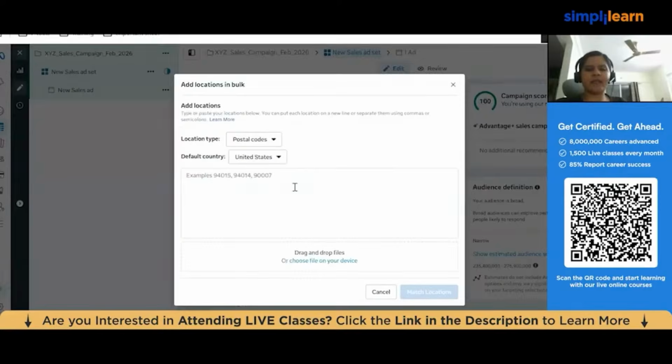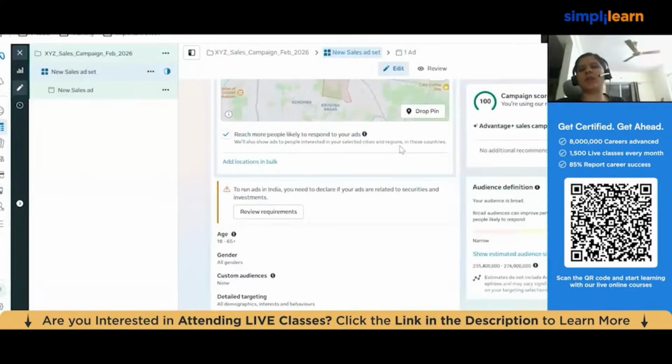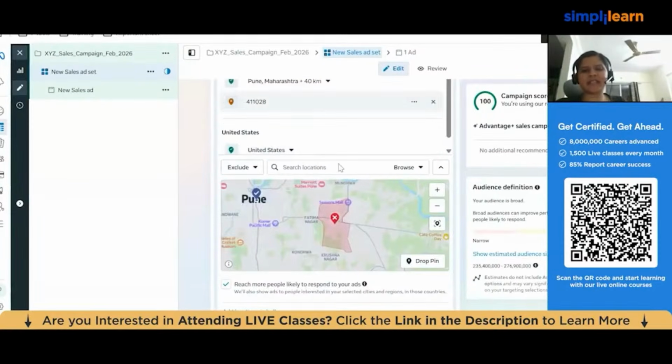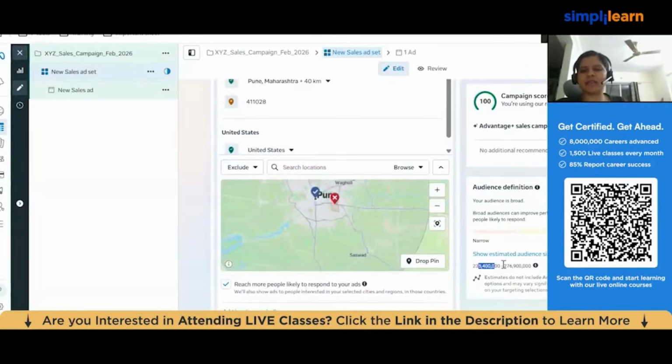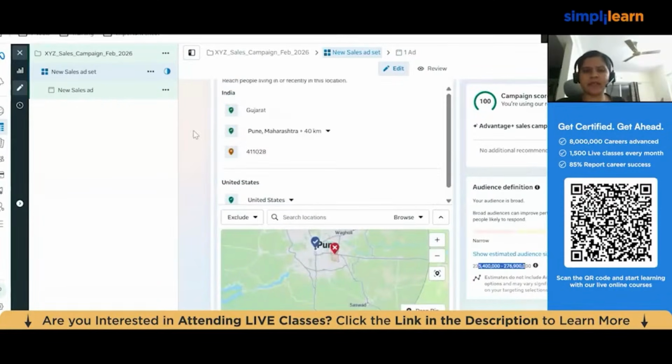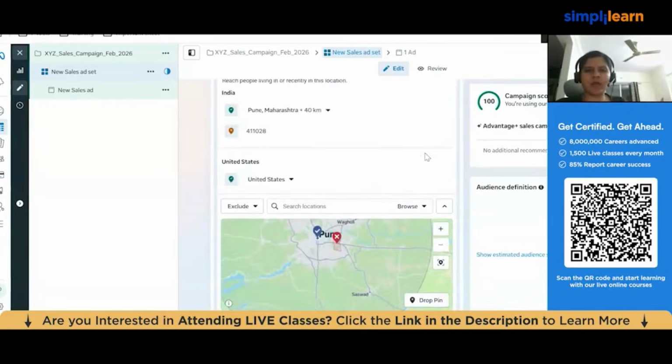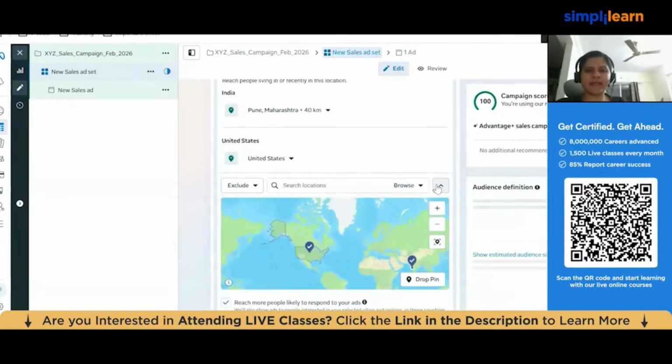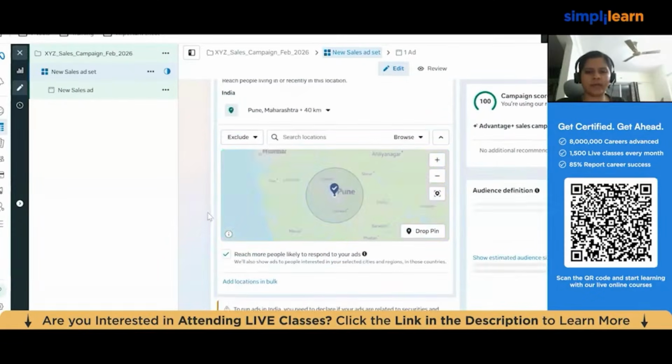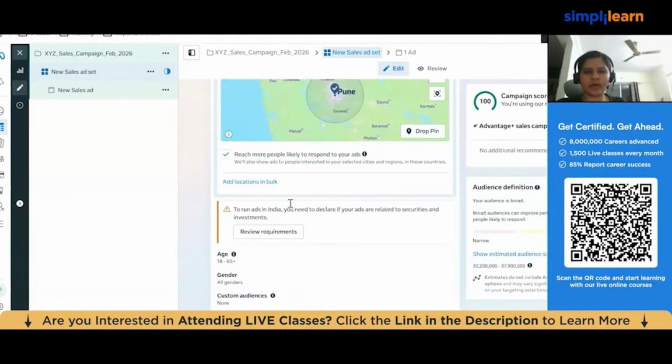You can add locations in bulk as well. Just choose what you're adding. If you have pin codes, choose your country over here, put in all the pin codes, and it will do pin code level targeting. By the way, any changes that you make on the targeting, this audience size would also change. I hope I'm clear with this. So for now, let's say I just want to show the ad in my city. I'll remove each one of them. You can choose whatever you would want.